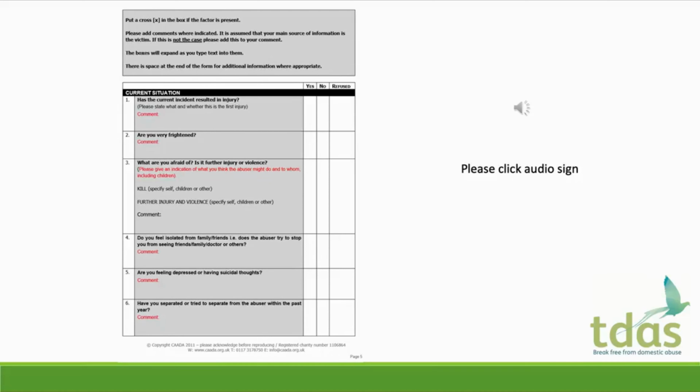Question 6. Have you separated or tried to separate from the abuser within the past year? It's important to consider if the victim has separated and reconciled and why this has happened. For example, were they pressured by the perpetrator? Did they resume the relationship out of fear or necessity? Are there implications around homelessness if they were to leave? Did the victim want to separate but felt unable to? Record any comments with as much detail as possible.